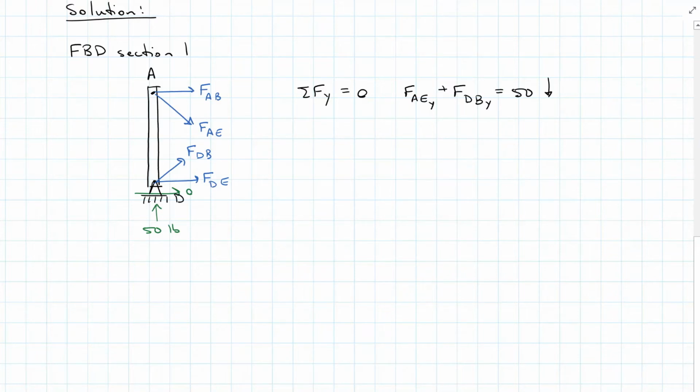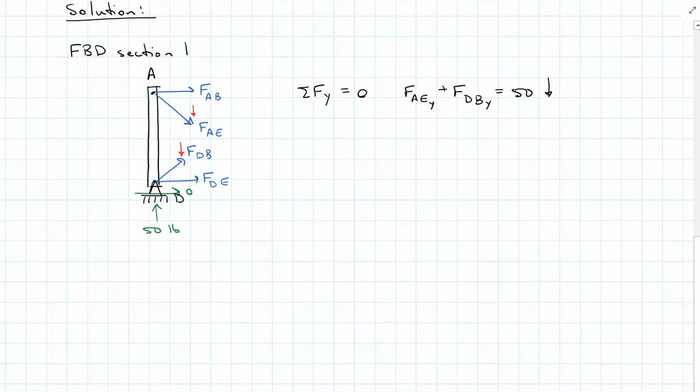So if we are assuming this is slender, that means that members acting in compression cannot handle a load, so it's going to be 0. So the entire load is going to go into the member in tension. So the next question is, how do we determine if it's in tension or compression? We need 50 down. So that means AE needs to act down in the y direction and DB needs to act down in the y direction.